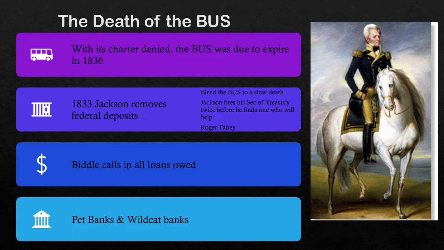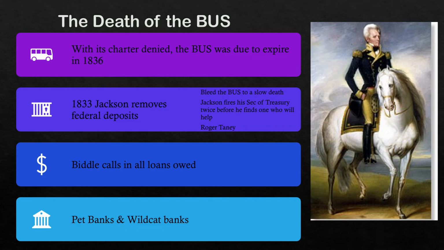Nicholas Biddle tries to save the bank. He's the president of the bank. He calls in all the loans from all these businessmen, and these businessmen panic, and they get on a train and go to Washington to see Jackson. They come into the office saying, hey, Biddle's trying to make us pay our loans. You've got to do something. And Jackson's like, this isn't my problem. This is your problem. And he throws them out. So they get rid of Nicholas Biddle, but it didn't help.